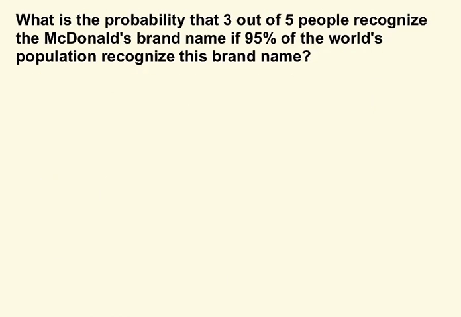What is the probability that 3 out of 5 people recognize the McDonald's brand name if 95% of the world's population recognize this brand name? Okay, so let's start again. I'll use blue. So we say we have 3 out of 5 people when 95% of the population recognize. Okay, so the total number of trials, or people, are 5. The number of successes, which is those that recognize the brand name, would be 3. The probability of a success, P, is 95%, 0.95.